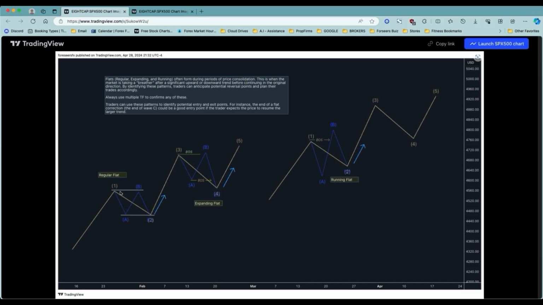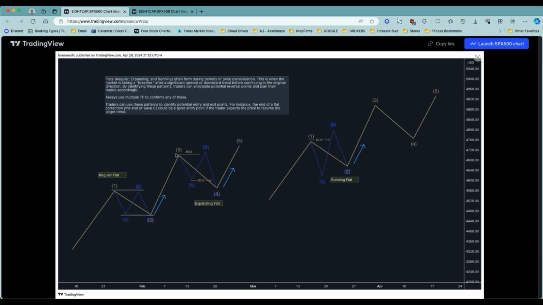So here, as you can see, you have your regular flat, such as A, B, C, regular flat. And then I decided to put all 3 of these in one, so that doesn't mean you'll always have flats appearing in the same overall higher time frame wave. It can happen, but I'm just putting all of these in here as an example.